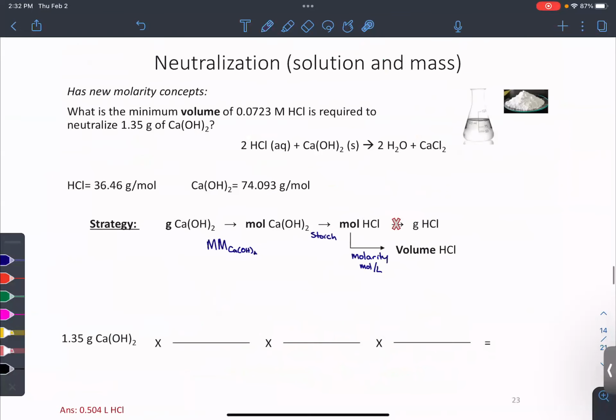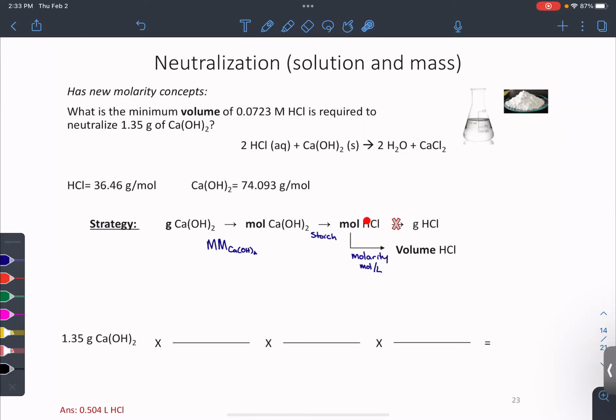All right, so here's this one. What volume of this concentration HCl, so 0.0723 molarity HCl, is required to neutralize the same amount of calcium hydroxide? So this time we're still starting with the same amount of base. We just want to go to milliliters of a solution now. So it's just the end part of this calculation is going to be a little bit different. We're starting it off the same. We're starting with gram amounts of base. So to get to moles of that base, we use the molar mass.